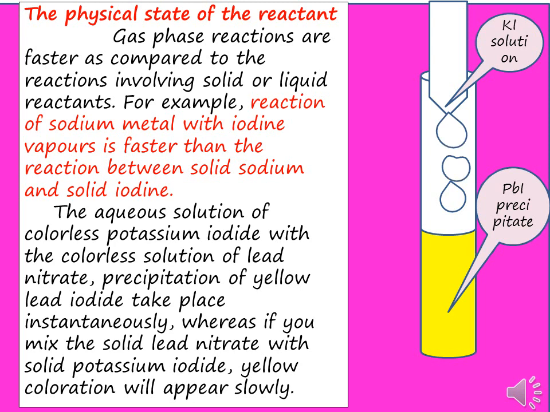When lead nitrate solid is treated with potassium iodide solid, yellow coloration is developed only slowly. But the same reaction when done with aqueous lead nitrate and aqueous solution of potassium iodide, the yellow coloration is developed immediately, which means the physical state of the reactant plays a vital role in deciding the rate of the reaction. If the reactants are in solid phase, then the reactivity is much slower. When the reactants are in liquid state, it is a bit faster, but if the reactants are in gaseous phase, they instantaneously react with each other.